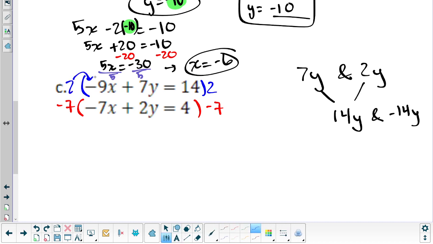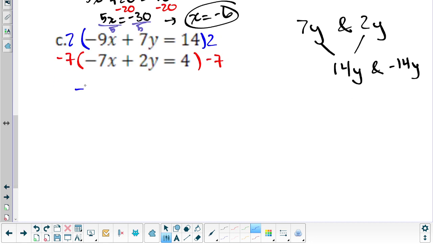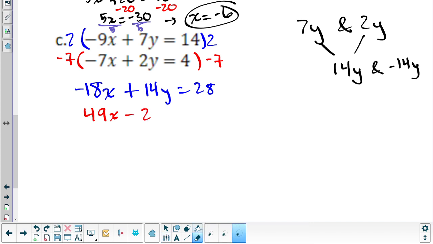So I have to multiply 2 to everything in the top equation, and then negative 7 to everything in the bottom equation. So 2 times negative 9x is negative 18x. 2 times 7y is plus 14y, equals 2 times 14, which is 28. And then on the bottom, negative 7 times negative 7x is 49x. Negative 7 times positive 2y is negative 14y, equals negative 7 times 4, which is negative 28, okay? 7 times 4 is 28.